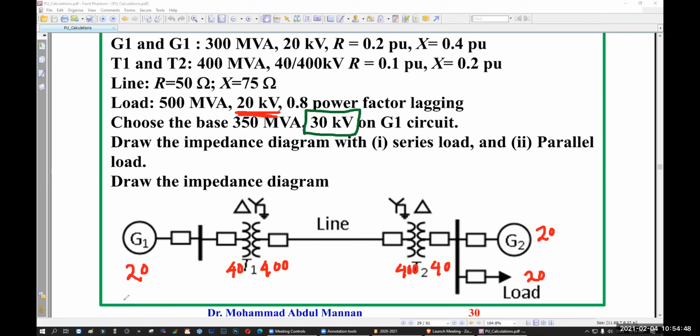So the new base is 30. This is the old base, and this is the new base. New base is 30. So if this is 30, this is also 30. For 40 to 400, what about 30? 30 will become 300. So this is also 300, and this is also 300. Now this will be 30. So how much will your generator voltage be? Since they are at the same point, this voltage and this voltage should be the same, right? Like 30. Generator voltage should be 30 now. And what about the load?